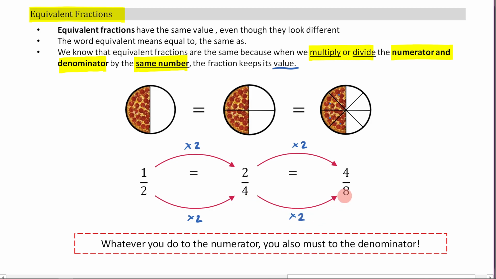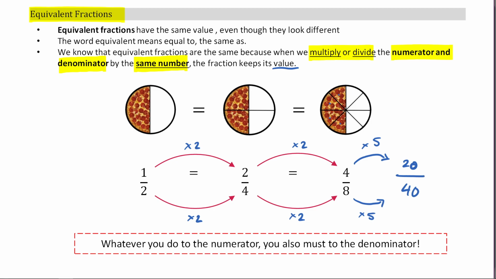But we could keep on going. Like we could come over here and we could times it by something else. What should we times it by? Let's times it by 5. Let's see what happens when we times it by 5. So what is 4 times 5? It's 20. What is 8 times 5? 8 times 5 is 40. Is this still communicating half? It is. 20 out of 40. Well, 20 is half of 40. So it's still got the same value.